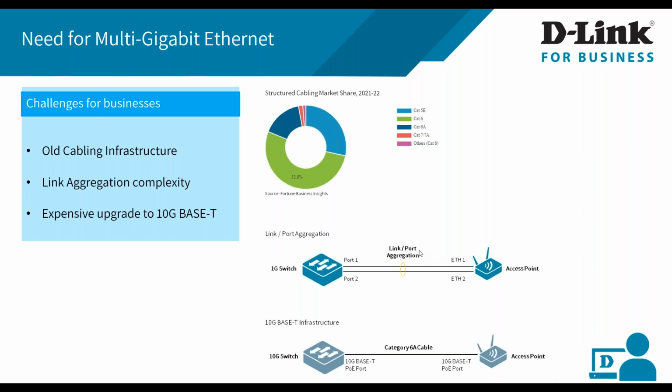But the challenge with link aggregation is that the configuration is very complex, because different vendors' solutions are involved, a switch from one vendor and a wireless access point from another vendor. So the configuration becomes complex, and if it is not properly configured, it can create a loop and slow down the network performance. So we think it may not be a feasible solution for access points and workstations.